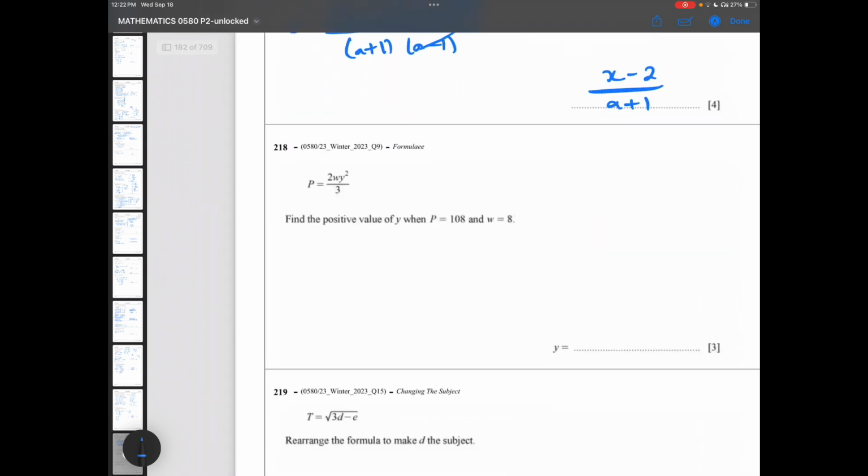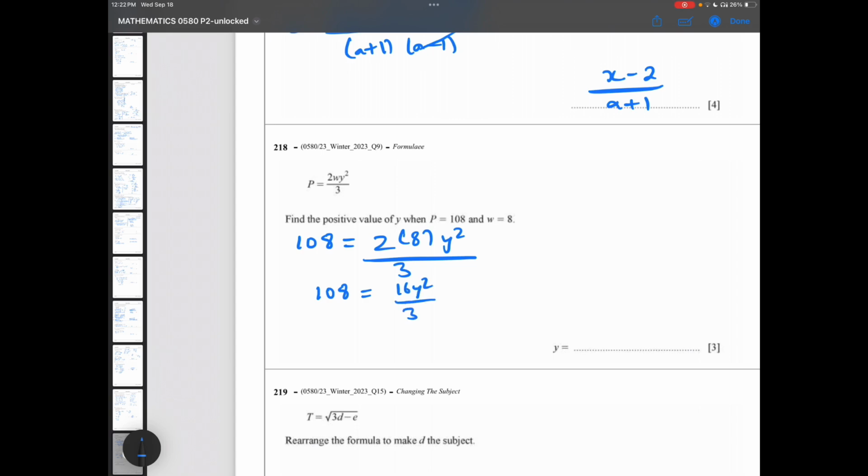And question number 218 says p is equal to 2wy square upon 3. We have to find the positive value of y when p is equal to 108 and w is equal to 8. So let's first put the values of p and w. P is 108 is equal to w is 8. We need to find the value of y upon 3. So 108 is equal to 2 into 8 is 16 y square upon 3.